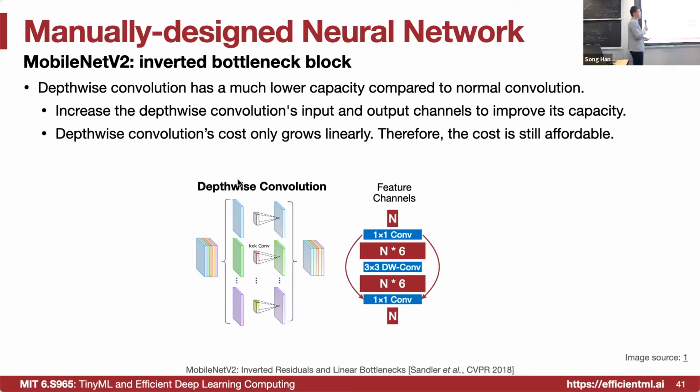It contains 3 layers. A 1x1 convolution with n channels, a 3x3 depth-wise convolution with 6n channels, and another 1x1 convolution from 6n back to n channels. Okay, so that's a building block for MobileNet V2.